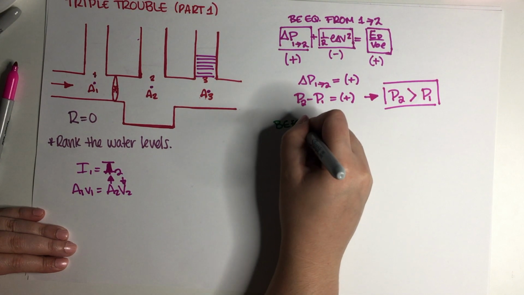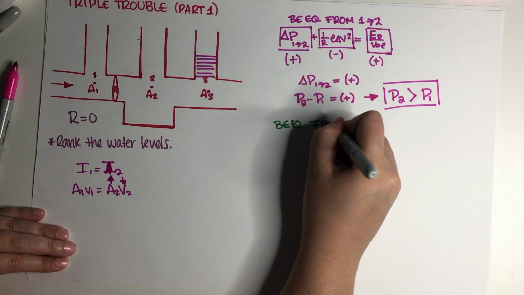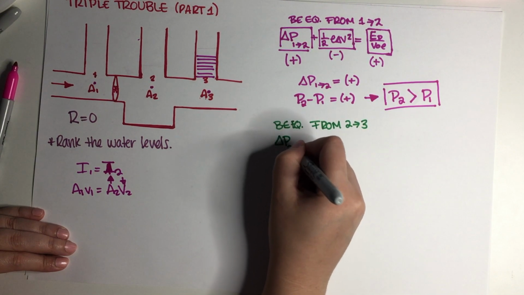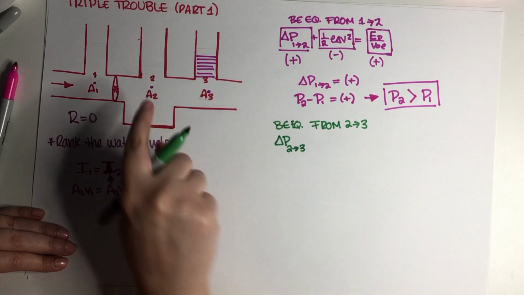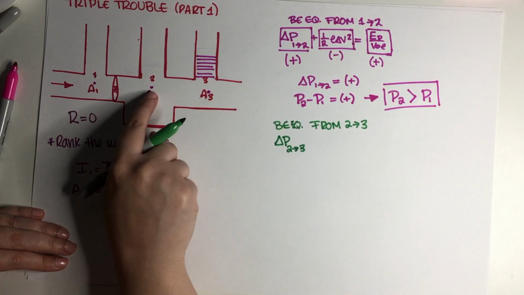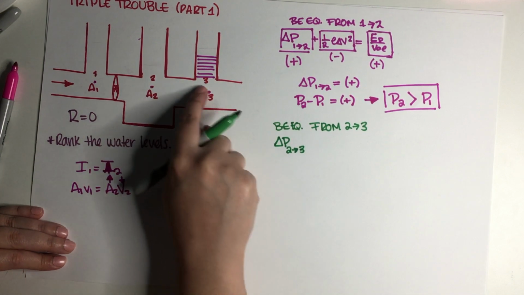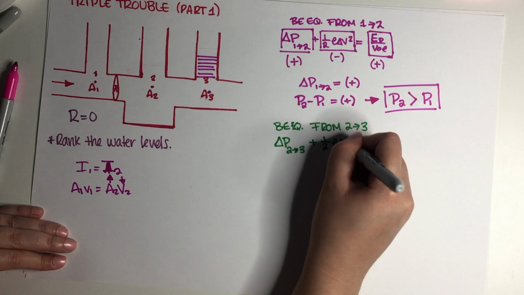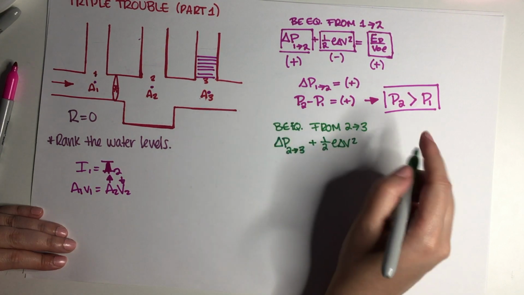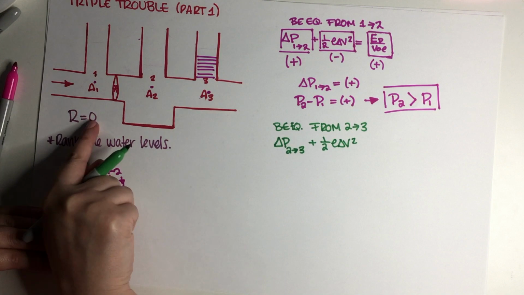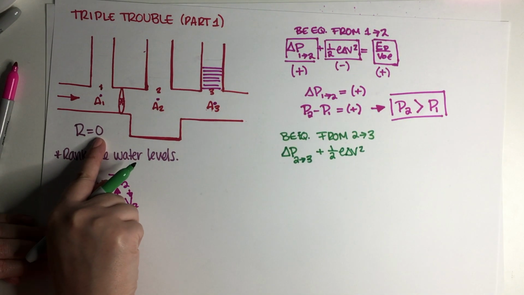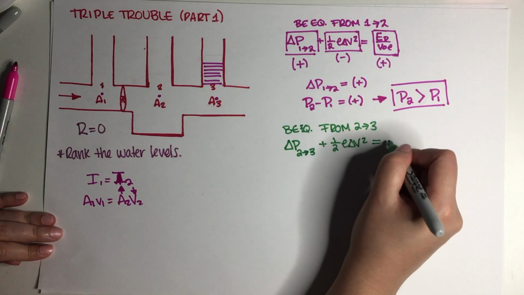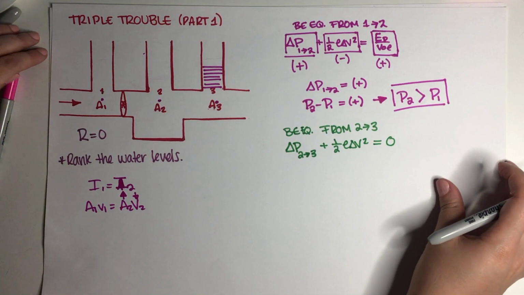So Bernoulli equation from 2 to 3. Now this is going to be delta P, start at 2, finish at 3. From 2 to 3, there isn't a change in height, but there is a change in area. So 1/2 rho delta v squared. And we don't have a resistance, so there is no resistance term. And also, we don't have a pump when we go from 2 to 3, so this equation is actually going to be equal to 0.